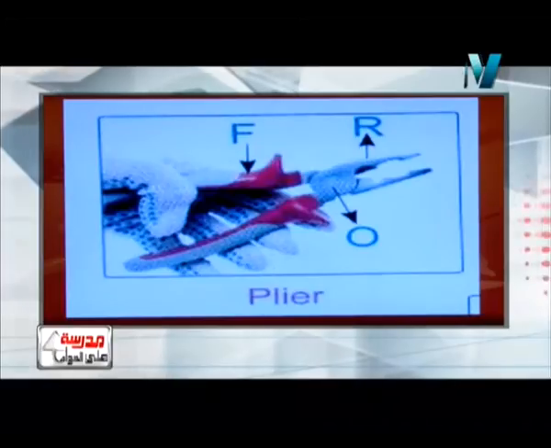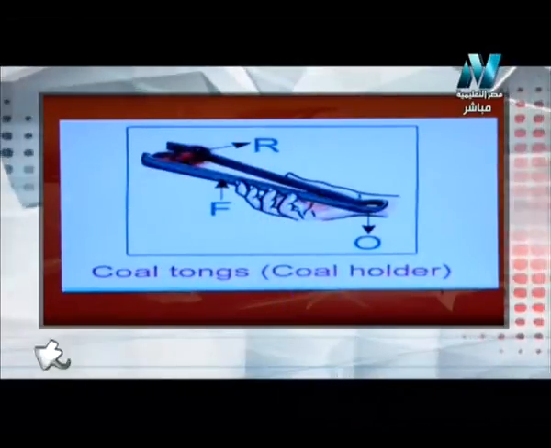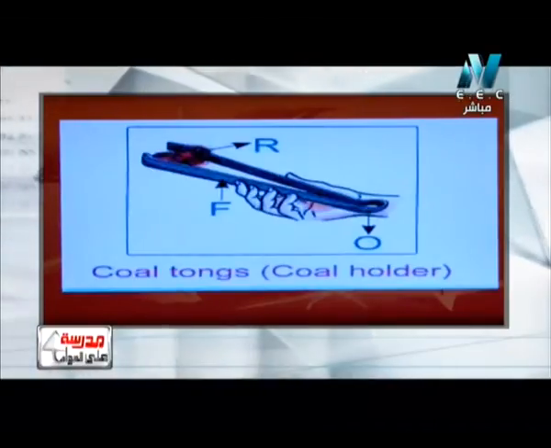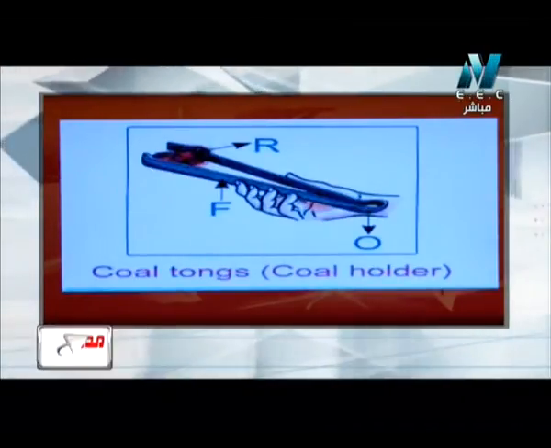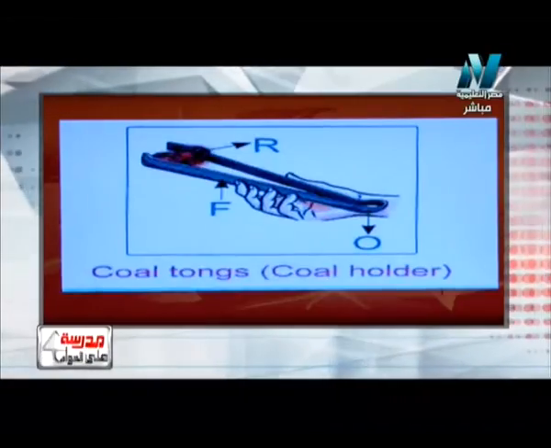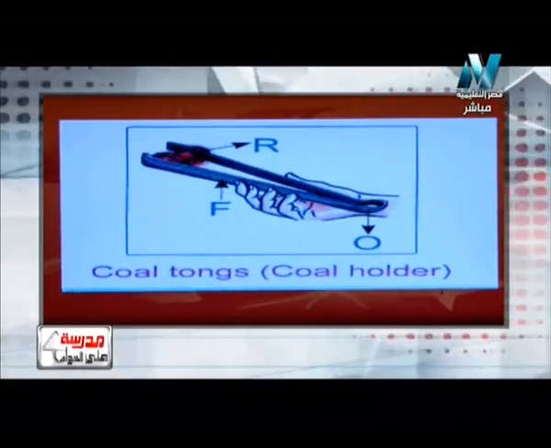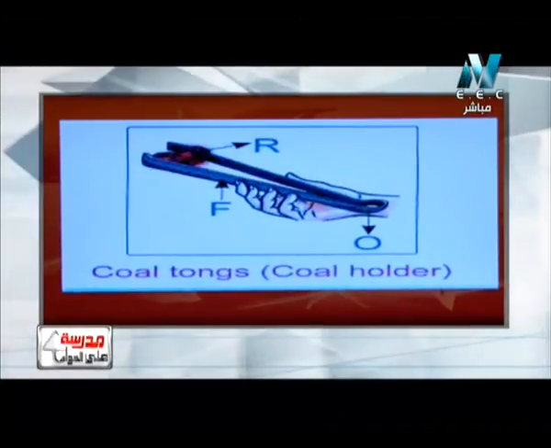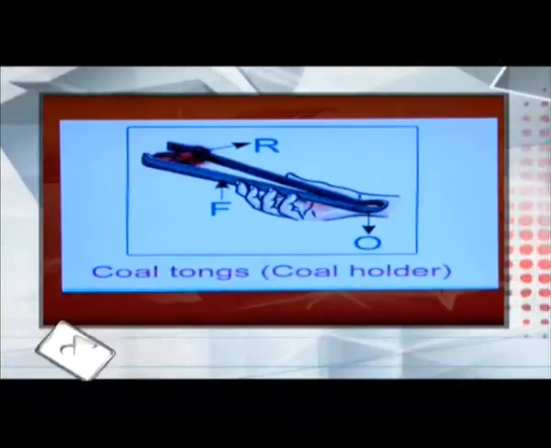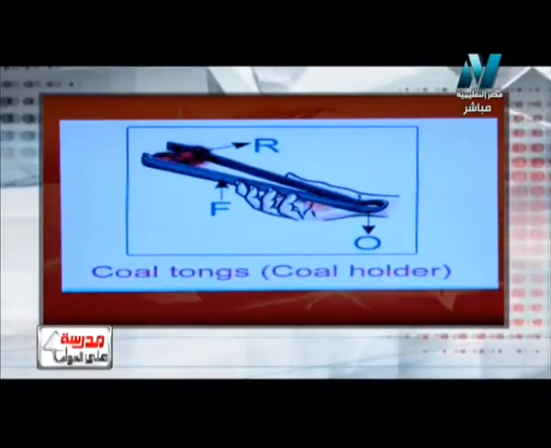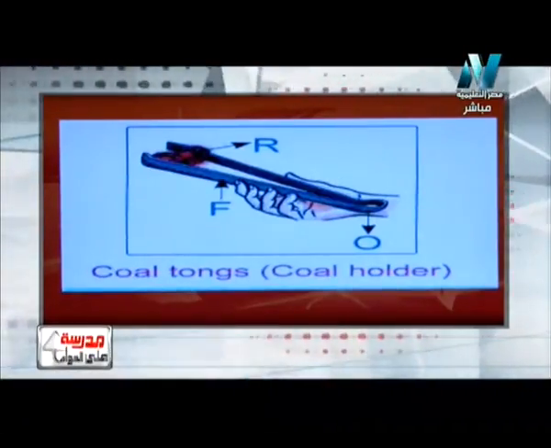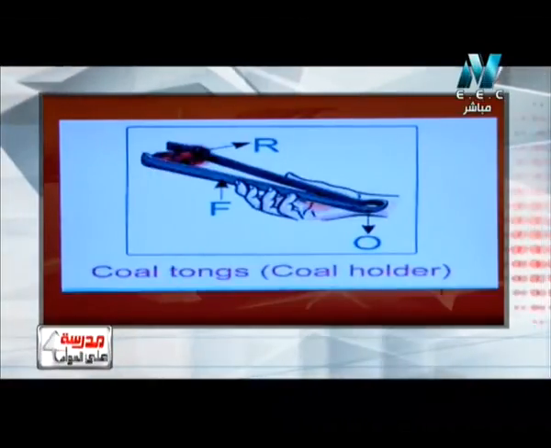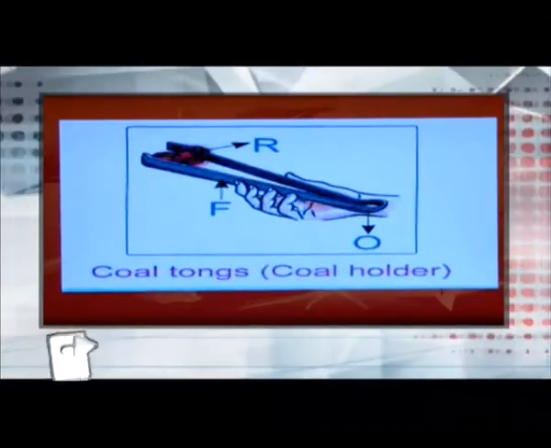Another example. Coal tongs or coal holder, ماسك الفحم. It's the third class lever. Why? Because it contains effort force between resistance force and fulcrum. So it is the third class type of lever. Again, it contains effort force between resistance force and fulcrum, so surely it will be the third class lever.